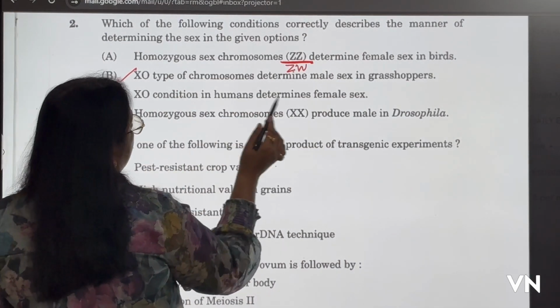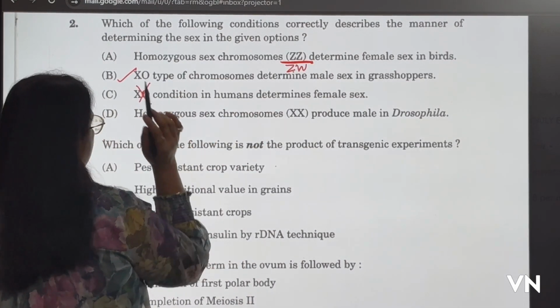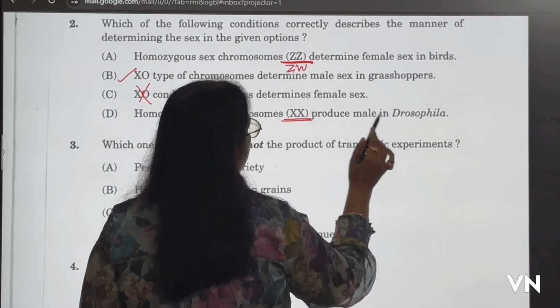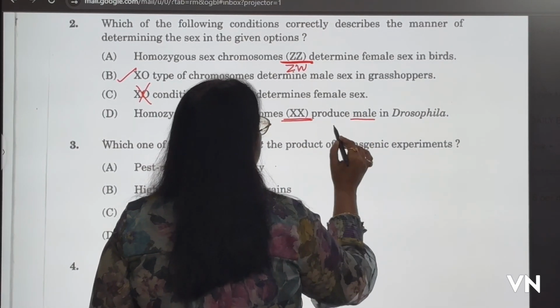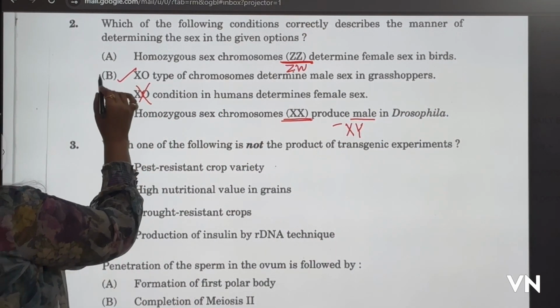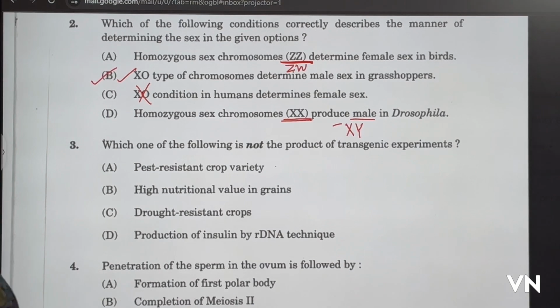And XO condition in humans में XO condition होती नहीं है. Homozygous sex chromosome XX produce females, XY condition produces males. Okay, so B option is correct for question number 2.